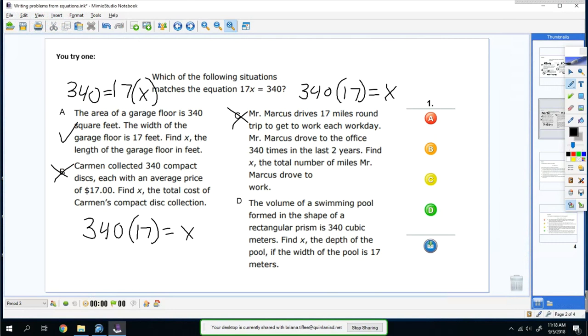D, the volume of a swimming pool formed in the shape of a rectangular prism is 340 cubic meters. Find X, the depth of the pool, if the width of the pool is 17. Well, if you remember from last year, the way you find the volume of a pool is length times width times height. They only gave us the width of the pool, which is 17. They don't know the height or the length, so that one's wrong as well. So the answer will be A.